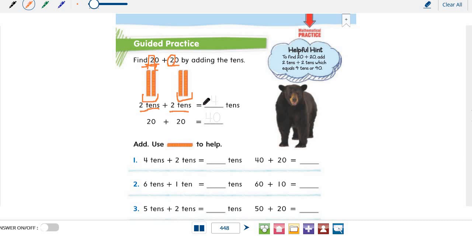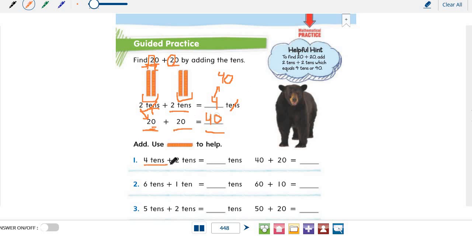So 2 tens plus 2 tens equals 4 tens. The value of 2 tens is 20 plus 20 for the other 2 tens. Again, when we write the value, we write the same digit, and instead of tens, we write 0. So the value is 20 plus 20 equals 40. So the value of 4 tens is 40. The same idea, write the same number here, which is 4, and instead of tens, add 0. So it's 40.